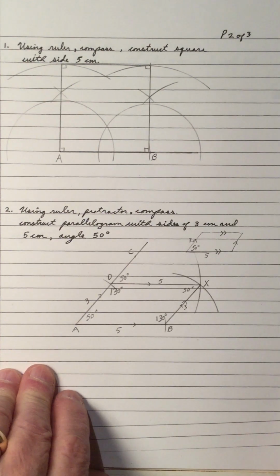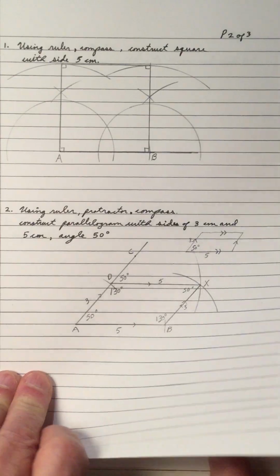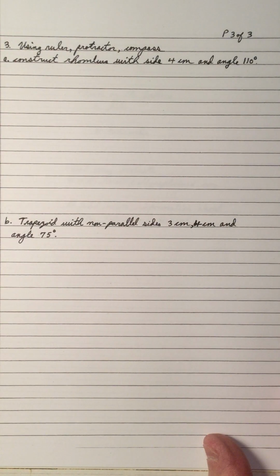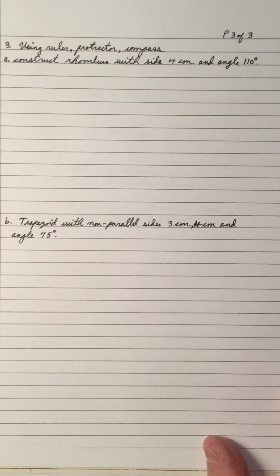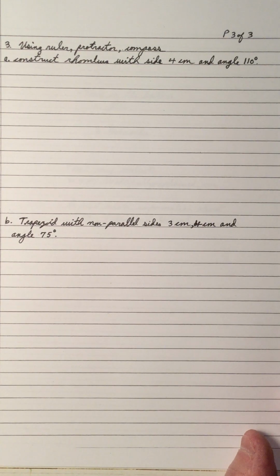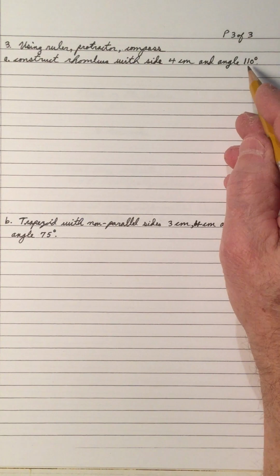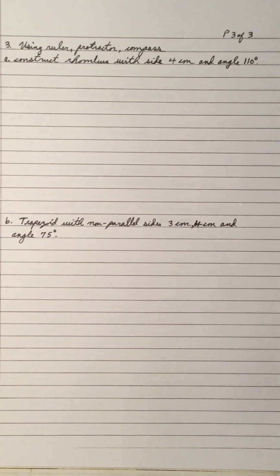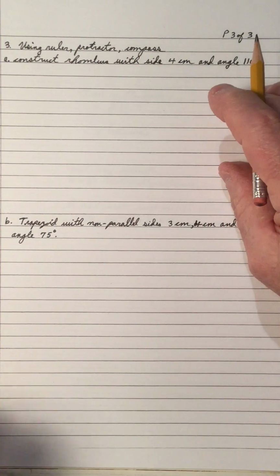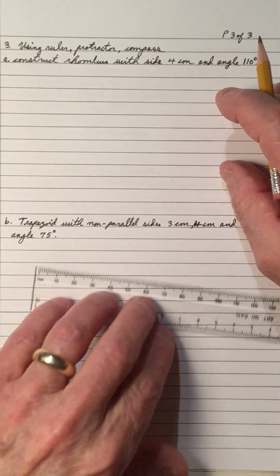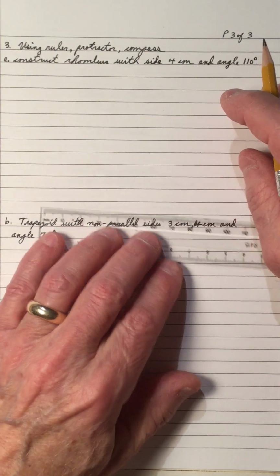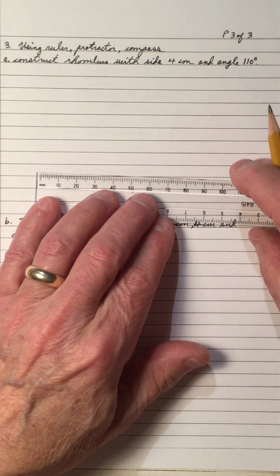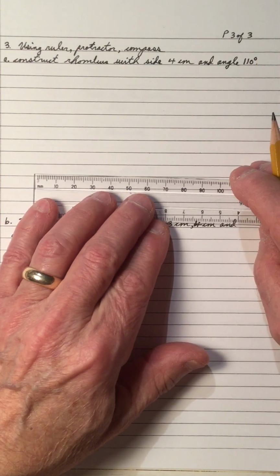Okay, let's continue. Let's draw another quadrilateral, because I'm drawing different types. Using a ruler, protractor, and compass, construct a rhombus with a side of 4 and an angle of 110. And again, I'm going to construct a rhombus. A rhombus is a 4-sided figure, but the angles are not right angles. So very similar to constructing a square.